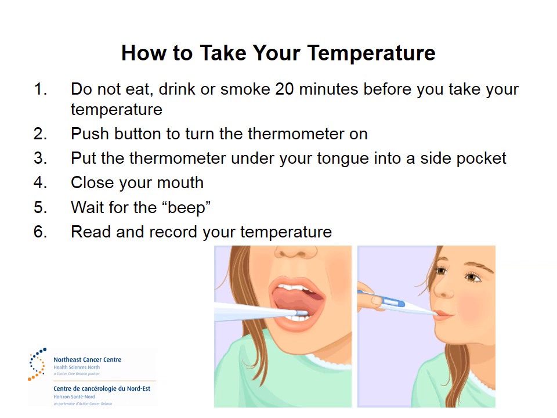Oral thermometers are recommended to use. Do not eat, drink, smoke, or put anything hot or cold in your mouth 20 minutes before you take your temperature. Turn your thermometer on by pushing the on button. Place the thermometer under your tongue into a side pocket. Close your mouth. Wait for the beep to indicate your temperature has been read. Read and record your temperature.